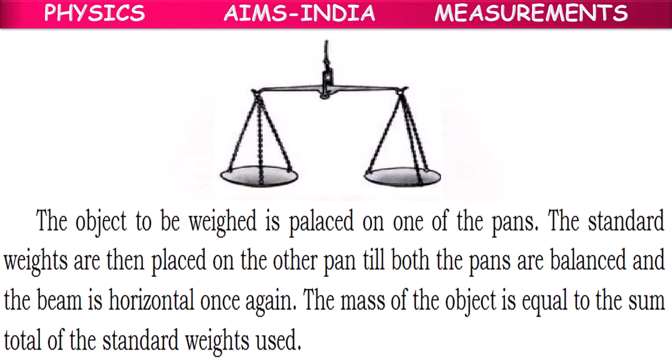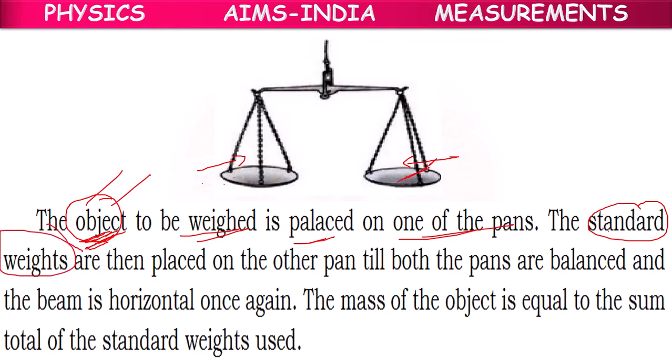Okay, children. Now let me explain once again. The object to be weighed is placed on one of the pans. If this is the beam balance, children, we have to place the object here, on one of the pans. The standard weights are to be placed in the other pan. Suppose this is the left pan and this is the right pan. The object is to be placed in the left pan and the standard weights in the right pan.